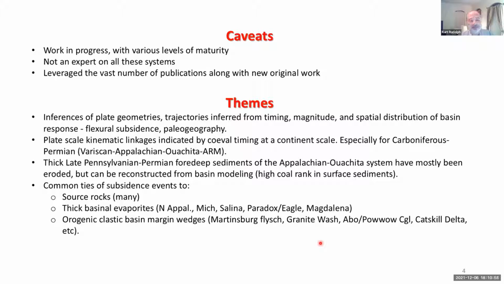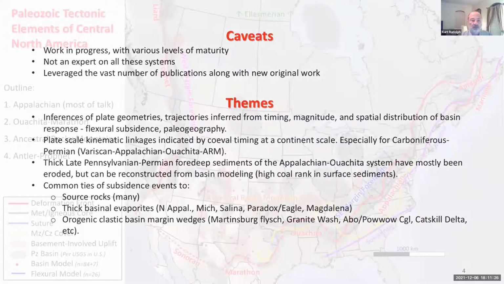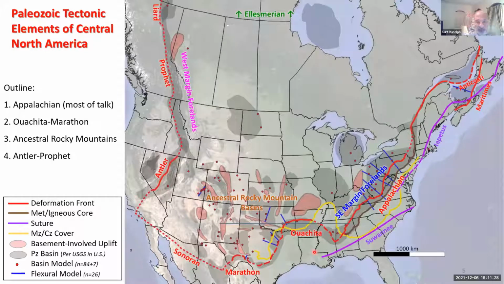The thick late Penn and Perm foredeep sediments of the Appalachian and Ouachita systems have mostly been eroded, but we can successfully reconstruct them with some confidence from basin modeling because we have very good surface coal rank or vitrinite reflectance data. And what we see is that there are common ties of these subsidence events associated with mountain building to source rocks, evaporites, and these basin margin wedges. So this is kind of the playground, if you will.